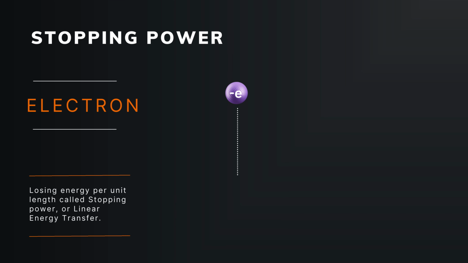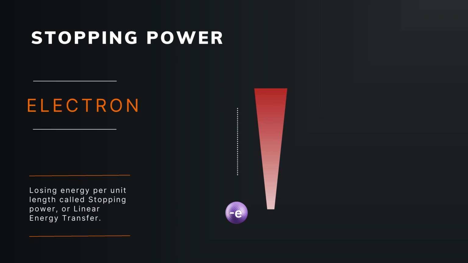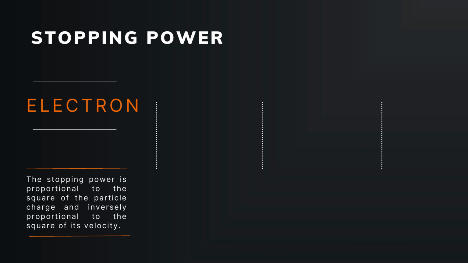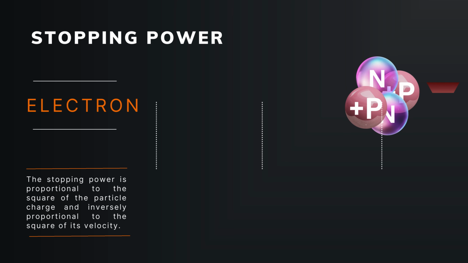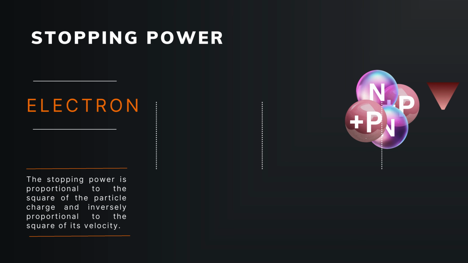Losing energy per unit length is called stopping power, or linear energy transfer. The stopping power is proportional to the square of the particle charge and inversely proportional to the square of its velocity. So, if we look at another particle, like the alpha particle, which is the nucleus of helium and consists of 2 protons and 2 neutrons, and compare it to the beta particle, which is an electron, we can see that the alpha particle beam can be fully stopped in a very short distance, while the beta particle can penetrate longer.